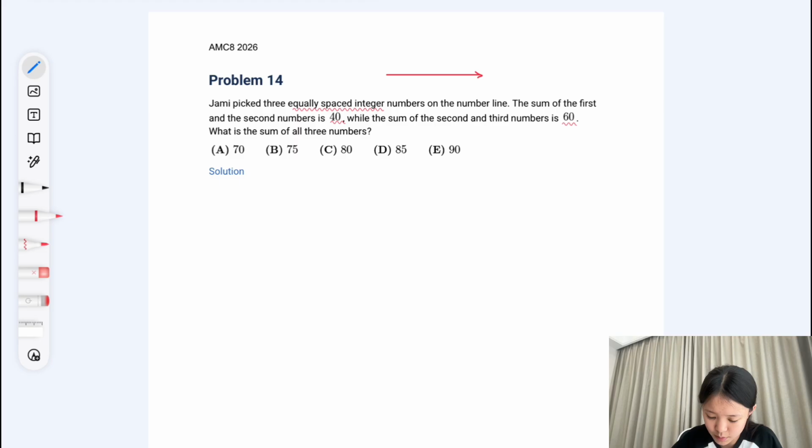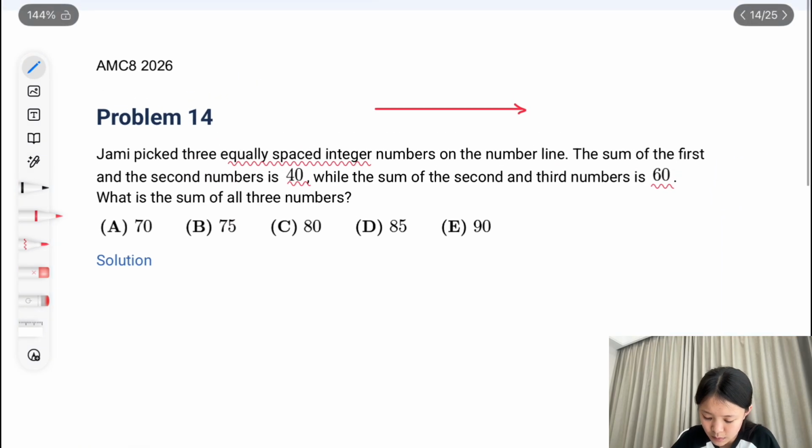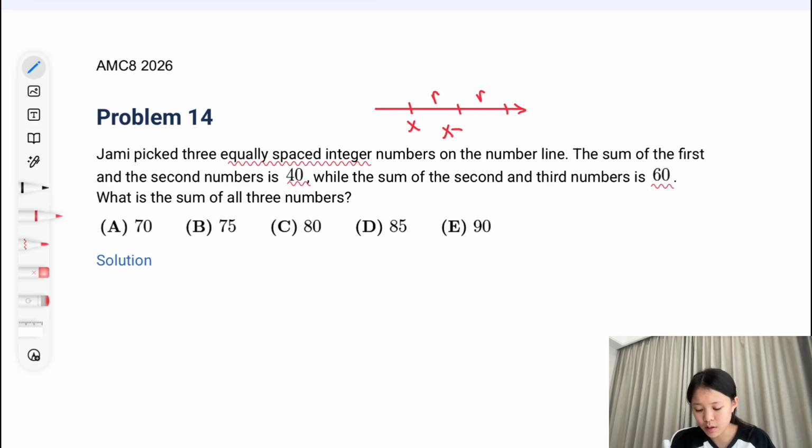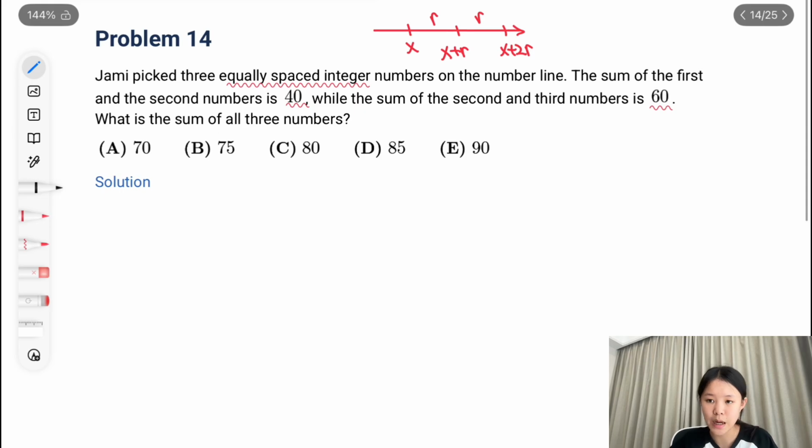So you'll probably have a number here, x, and then you have 2 other numbers that are equally spaced. If we take the difference here to be r, we can represent each of these numbers with 2 variables, which are x and r. So x plus r and then x plus 2r. So let's take that knowledge back to the bottom here, and we look at the first 2 numbers.